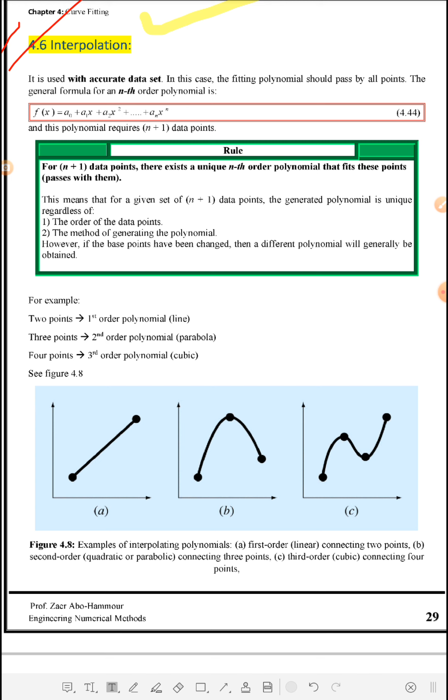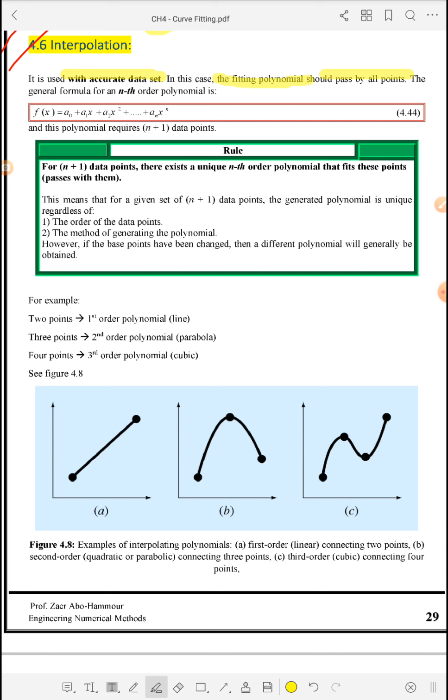Regarding the interpolation, as we mentioned also previously, interpolation is used with accurate data points, and the resulting curve from the interpolation polynomial should pass through all of the data points based on the fact that the data points are error free or they are accurate. So again, interpolation is used with accurate data points, and the resulting interpolating polynomial should pass through all of the data points.